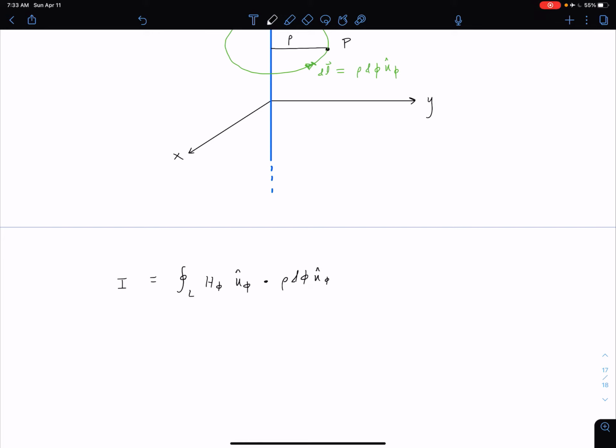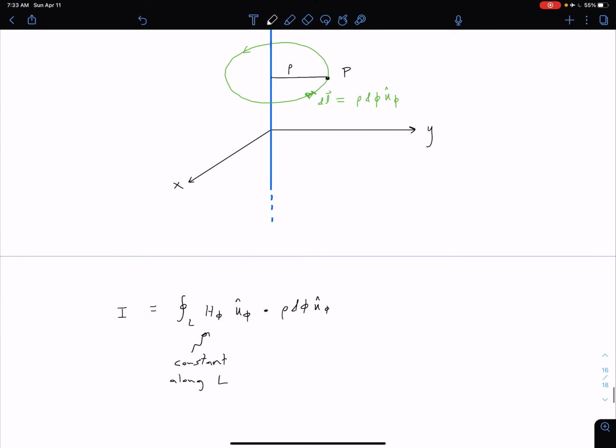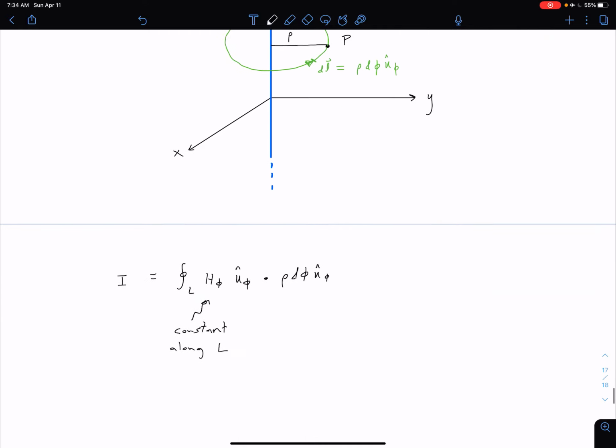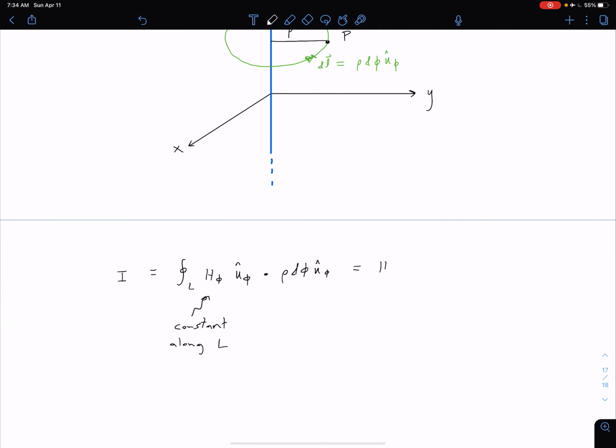Again, because this H phi is constant along L by design, since anywhere along the circle we're the same distance rho away, we can pull that out front of the integral. So we have H phi out front, and now we have the integral along some closed path L, and of course u phi dot u phi is just going to be 1, so we're left with the integral of rho d phi. Now the limit for our path L is going to be phi going from 0 to 2 pi, so of course we're completing a full circle.